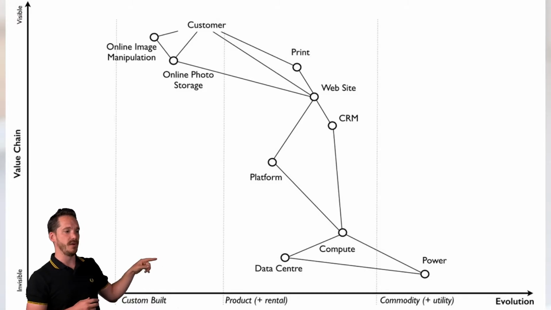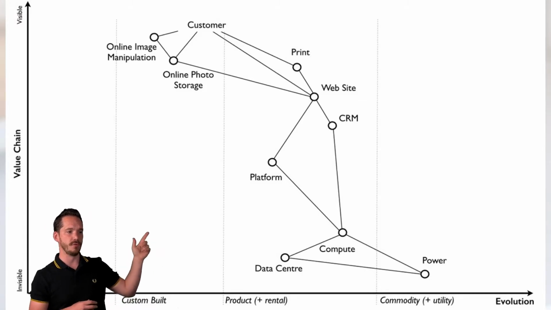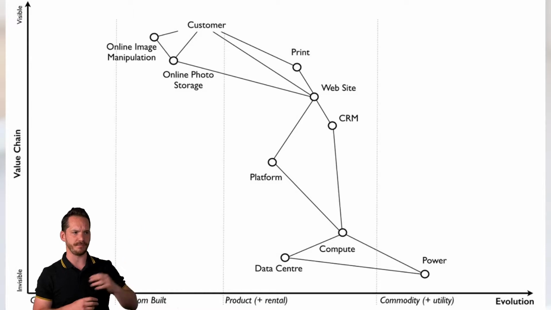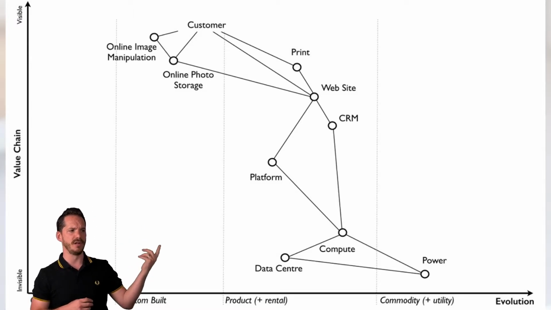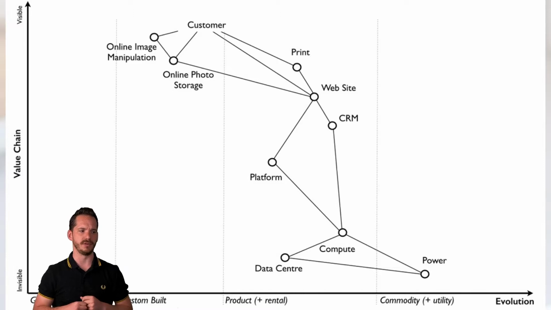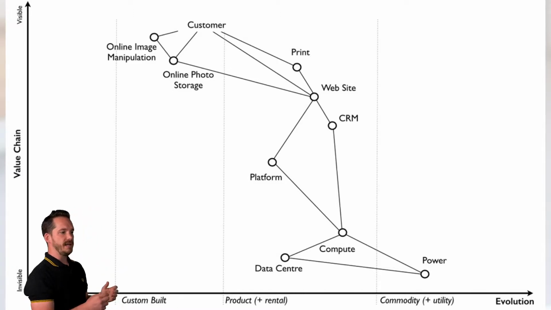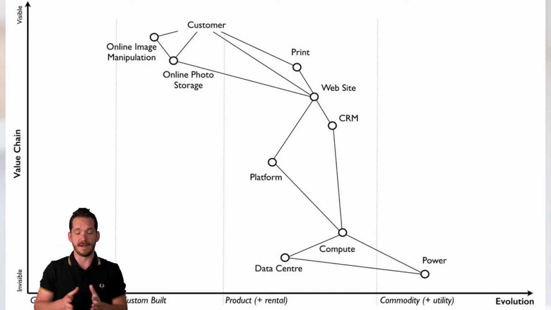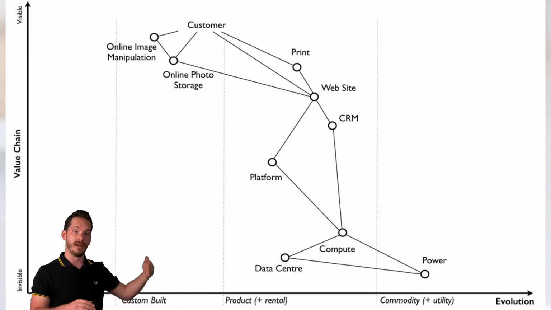And then in this example here, you've got data centers, computers, platforms that all feed into CRMs and websites, which allow you to print, have online photo storage, online image manipulation. And as you can see, it's all custom built up here in online image manipulation and online photo storage. It's unique, it's value add. It has a higher price, especially profit per use. Whereas commoditization is all about the lowest possible cost, because you can get another competitor quite easily.